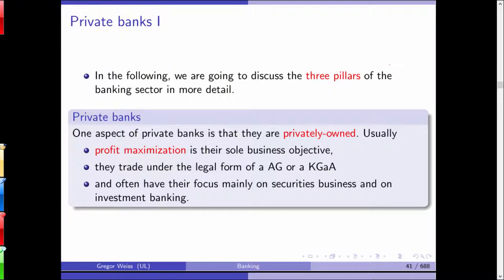Now let's start with the first pillar, private banks. One has to be careful. I had a hard time translating this word from German to English. Why? Because we have to make a fine distinction. In German, we usually say private Geschäftsbanken. That means private commercial banks.